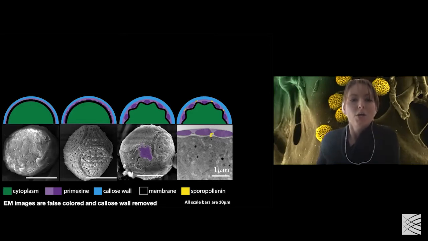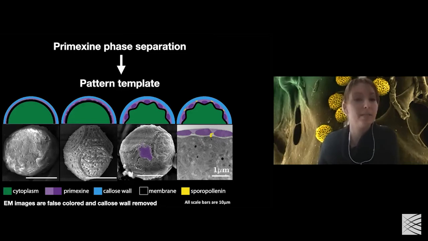Okay, so what we essentially discovered with this particular sequence of images is that the Primexine is demixing, or to be more physically precise, it's phase separating. And that phase separation is what's probably causing the pattern to be templated.